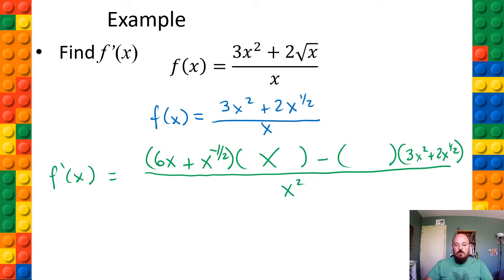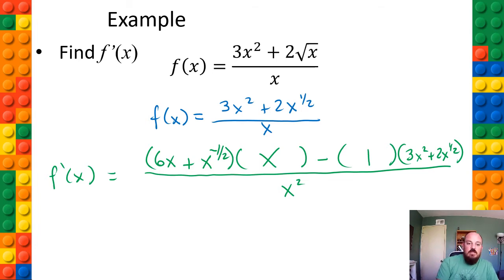And then the only other one I need is the derivative of the bottom. That's a very easy one. The derivative of x is 1. So the derivative of the bottom is 1. So again, it's derivative of the top times bottom minus derivative of the bottom times the top.